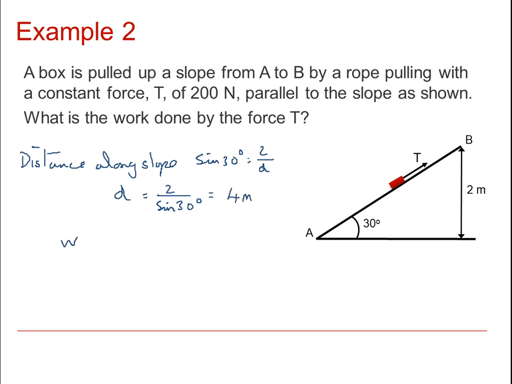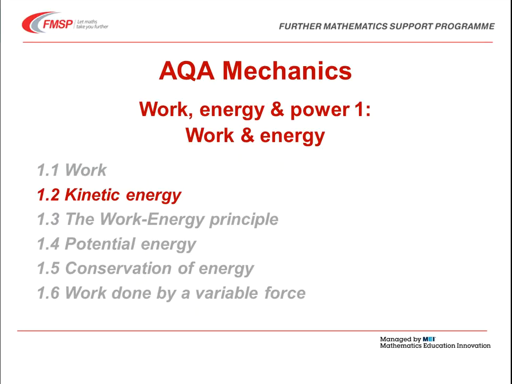The work done is force multiplied by the distance moved, so F multiplied by d, and that's equal to 200 multiplied by a distance of 4 metres, giving work done here of 800 joules. That's the end of this video looking at work. In the next one, we'll be looking at the idea of kinetic energy.